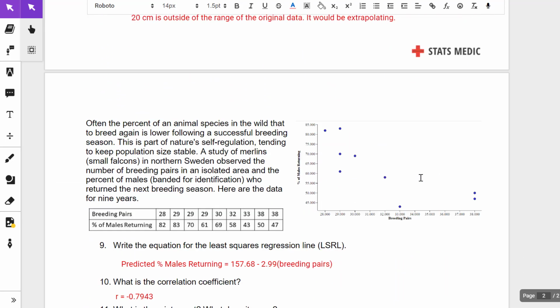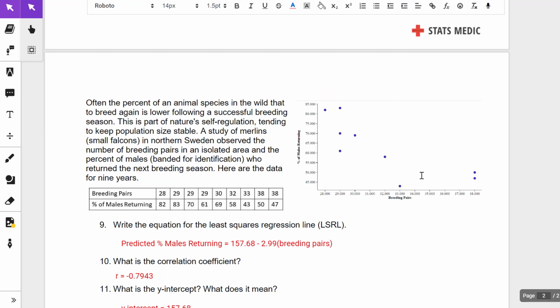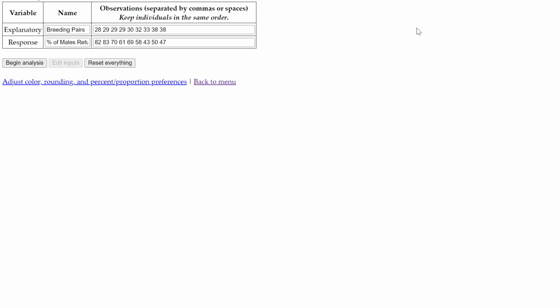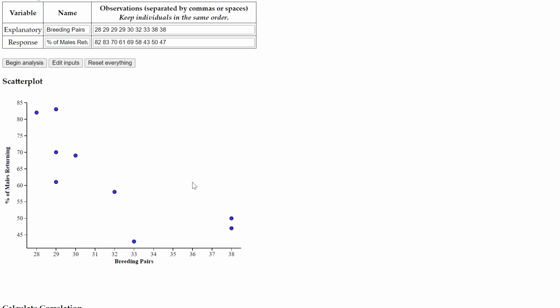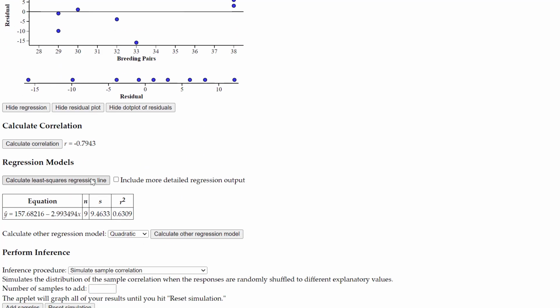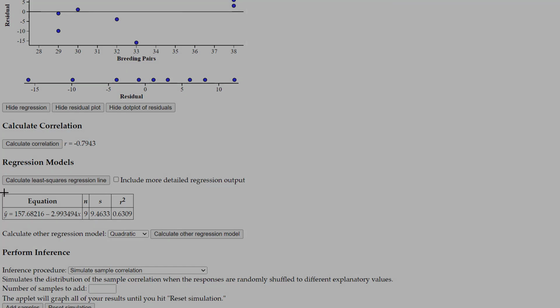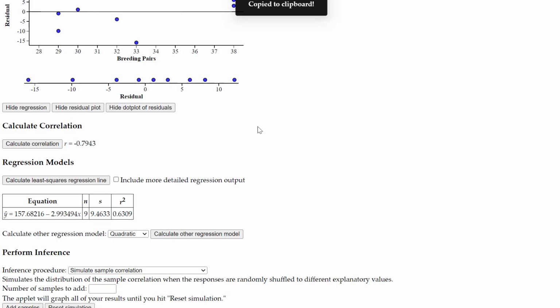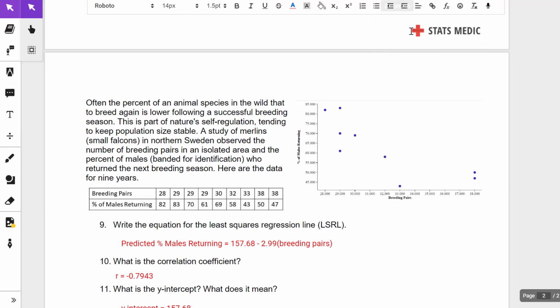All right, going on to the Merlins that we visited last time. I also created a statlet for that. And here's the data for the breeding pairs and the percent of males returning. And then I hit begin analysis. So looking here, I can say calculate the correlation. And while I'm at it, I might as well do the least squares regression line because I need the equation. So here's the equation. It says equation, so that's kind of handy. Oh, and they do have your r squared calculated there too. So you don't actually have to square the r.